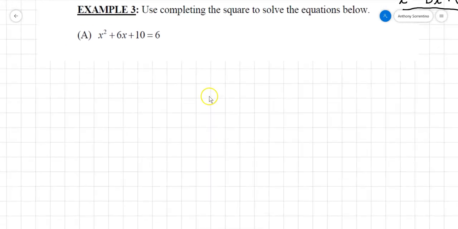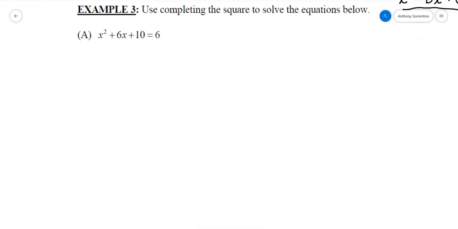So x squared plus 6x plus 10 equals 6. One of the nice things about the completing the square method is that I don't have to get it set equal to 0. As a matter of fact, I want it set equal to some sort of number. Now, when I look at this here, I do have the leading term as 1. So a equals 1, great.